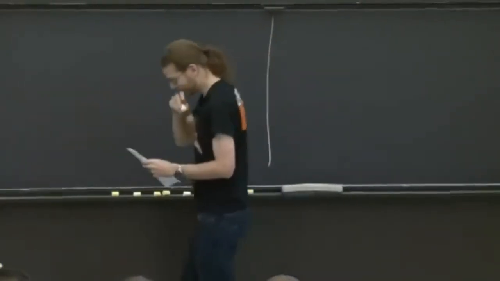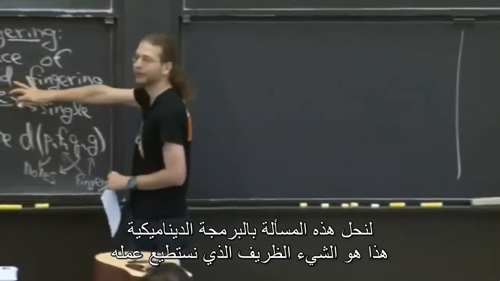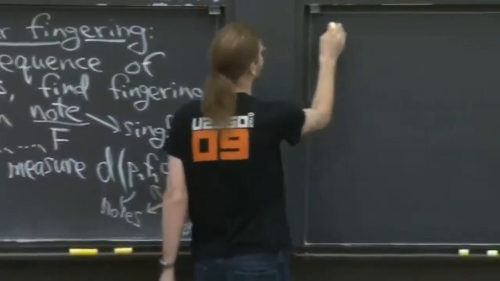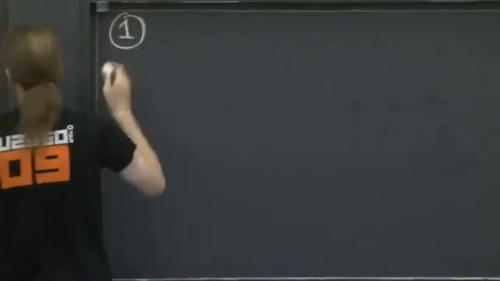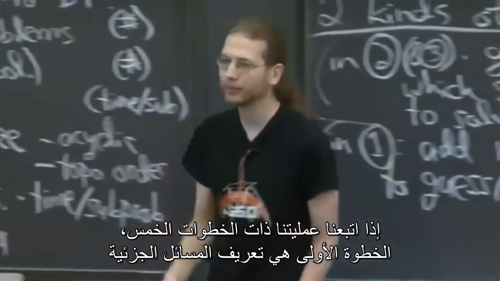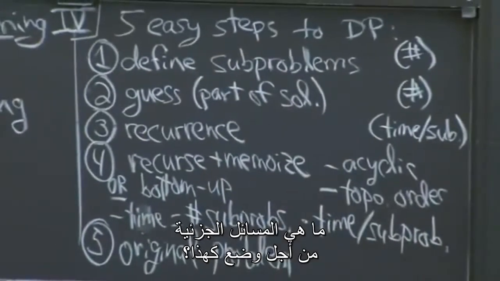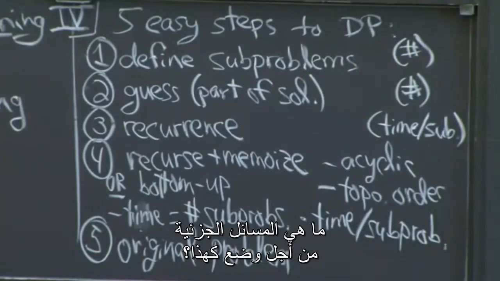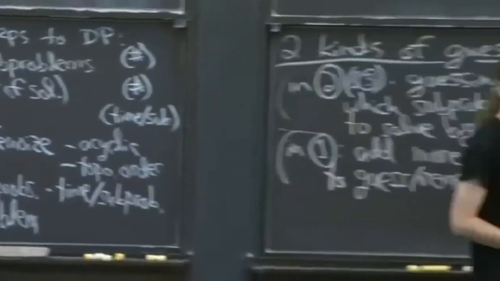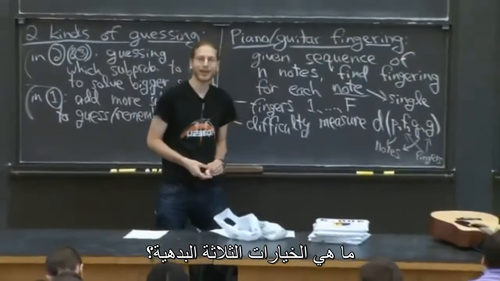So let's solve this with dynamic programming. That's the cool thing. So we can do it. And we follow our 5-step procedure. So the first thing is to define subproblems. What are the obvious subproblems for a setup like this? Or what are the 3 obvious candidates?